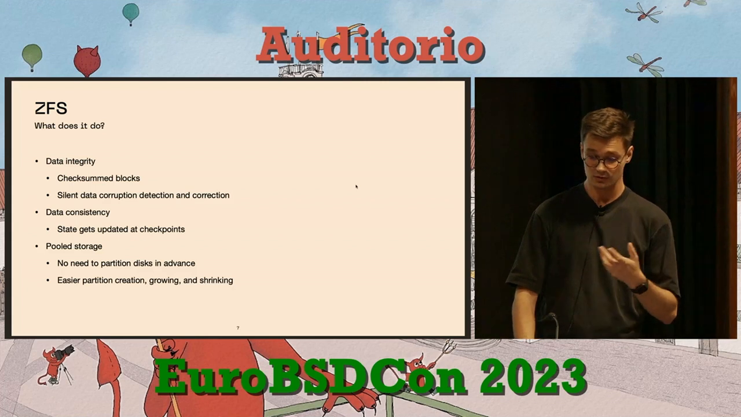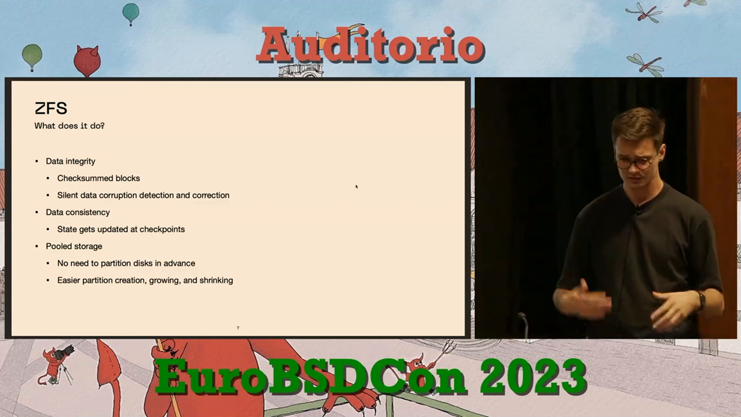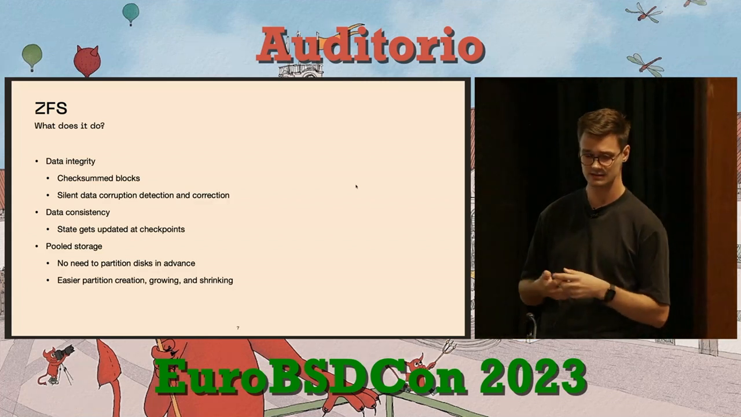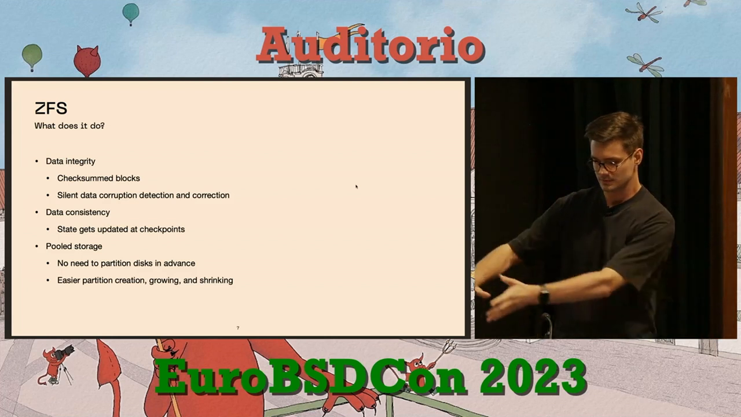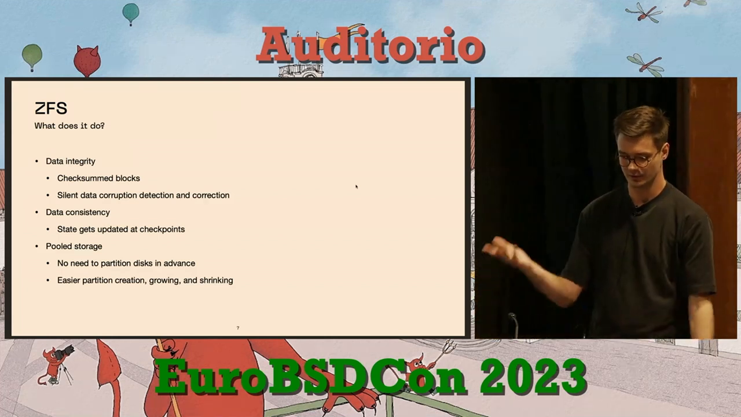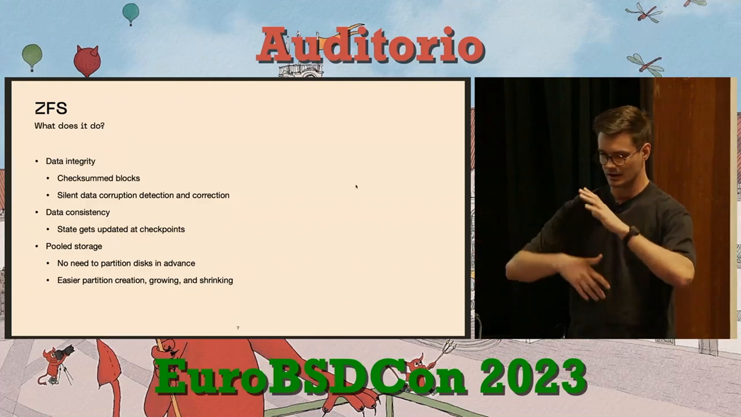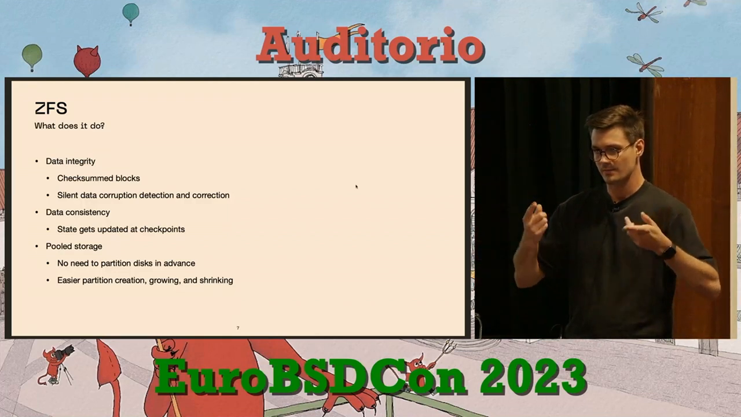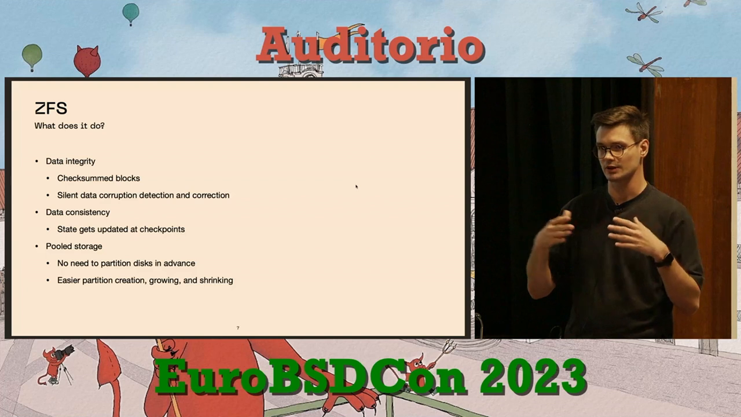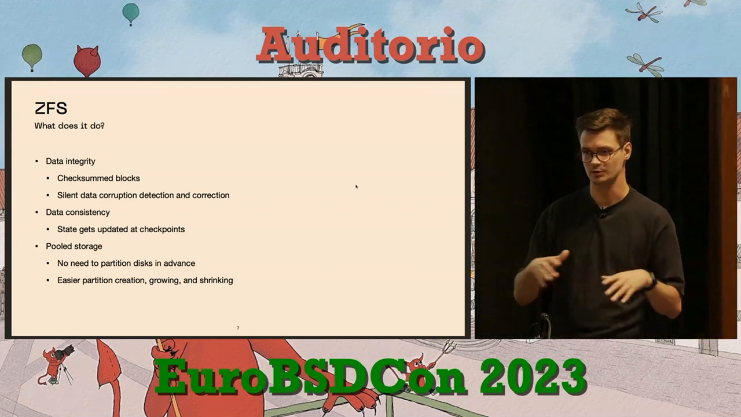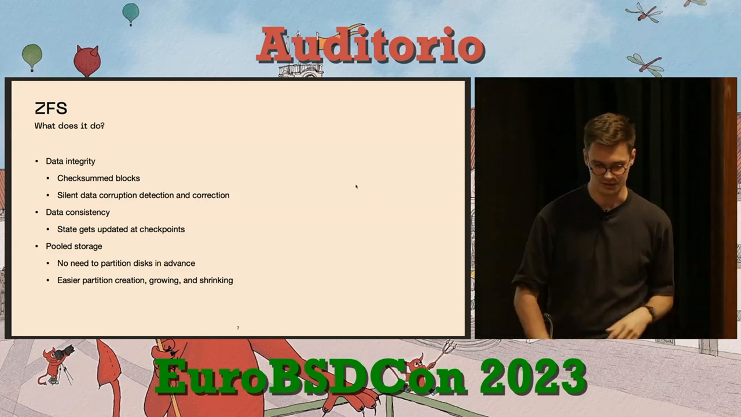And also, there is pooled storage. There is no need to partition disks in advance. You just give all your storage you have to ZFS, and then you can create partitions, grow them, shrink them. You don't have to think in advance about how you want to split the storage you have in between different partitions.